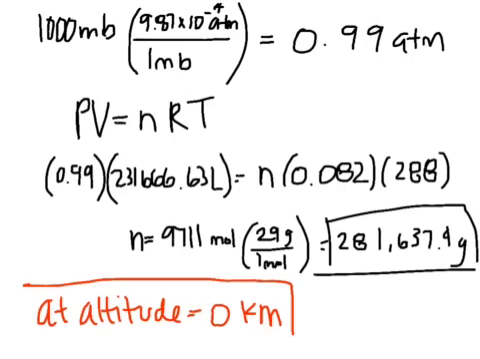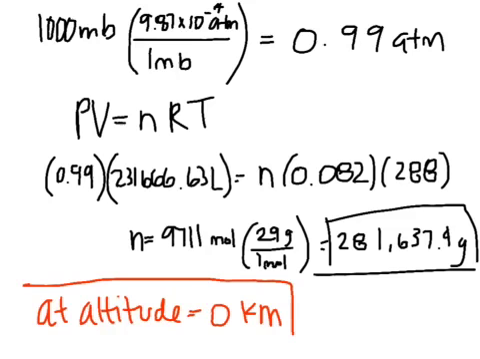To find the mass of the gas at the differing altitudes, we can use the PV equals nRT equation. We have the pressure, which is given to us in millibars, and I converted to atmospheres. Then we have the volume, which is the same as the volume of the balloon at maximum height. We have the gas constant, and then we have the temperature that is given to us in the chart also in Kelvin. From that, we find the number of moles of gas, and we multiply times the molecular weight of air, which is 29 grams, to get the mass of the volume of air at 0 kilometer altitude.